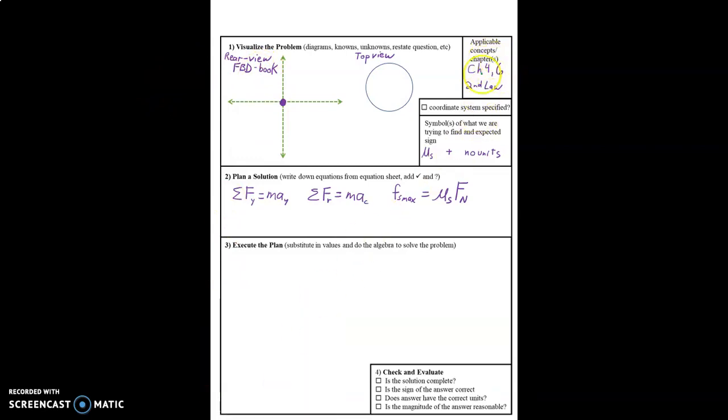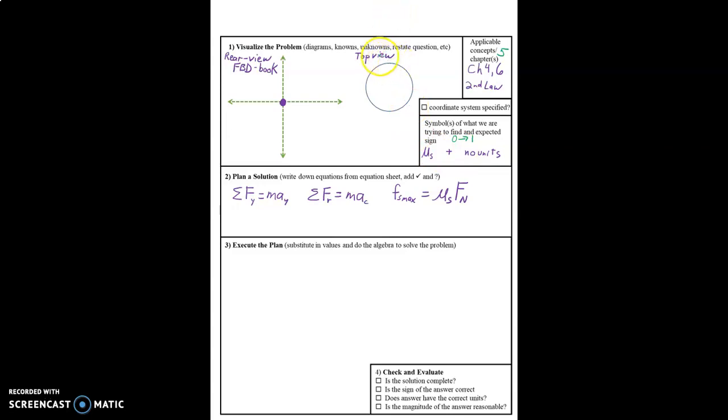We're using Chapter 4 and Chapter 6 and Chapter 5. Forgot about that. This problem really puts everything together. We're going to be finding mu sub s, which is always a positive value, and it has no units. We also know it's between 0 and 1.